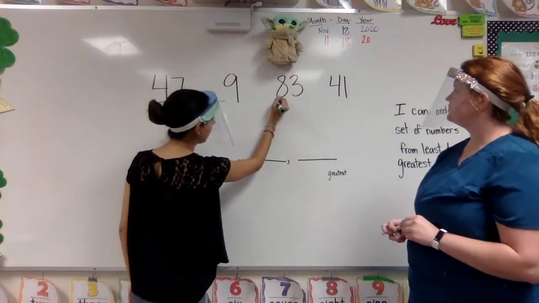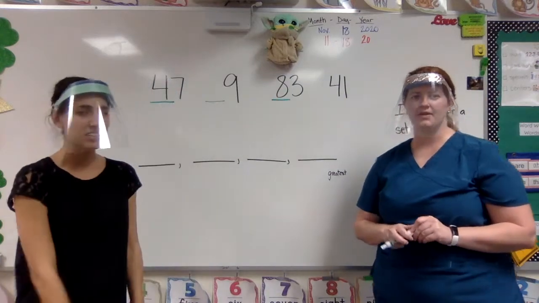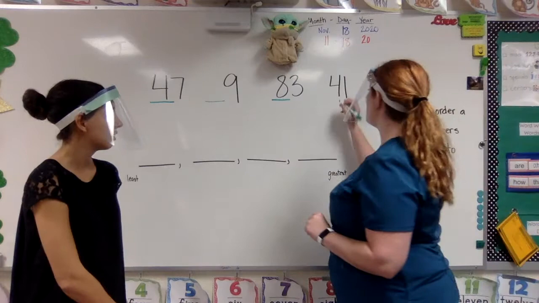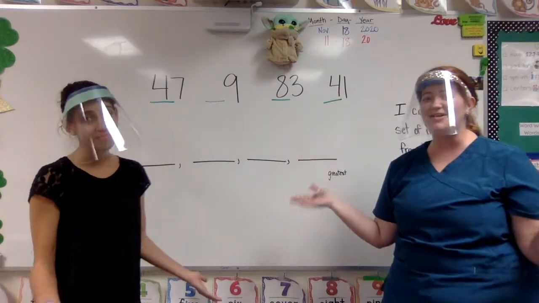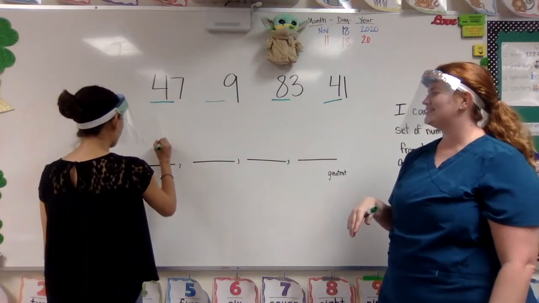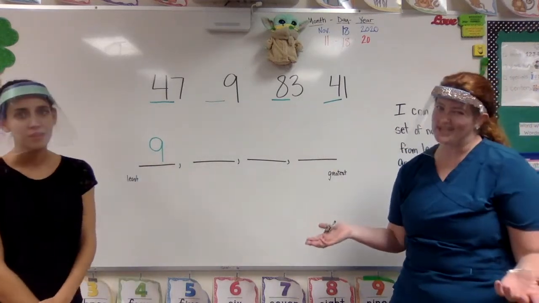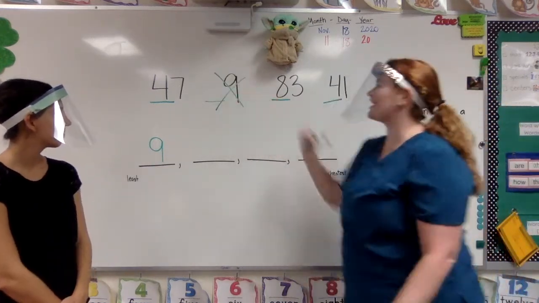You're right, you're right. Okay, so the next number we have is 83. We have an 8 in the tens place. Ooh, 0 is less than 8. And then we have a 4. 4 in the tens. 4 is less than 0. So 0 would be our least number. So 9, we're not going to write the 0, but we know it has 0 tens. So that's our least.